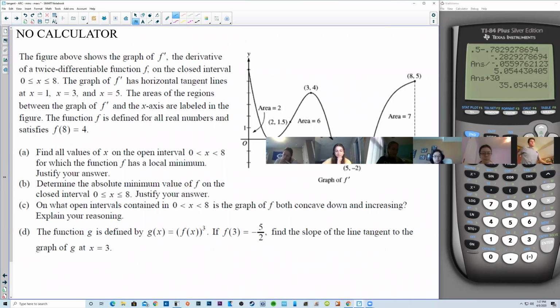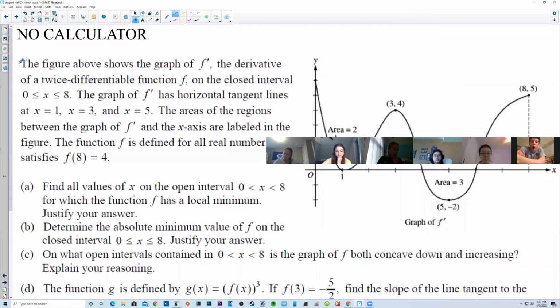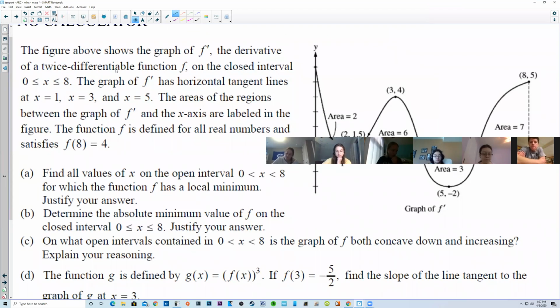All right, let's try to get this one in here. No calculator. The figure shows the graph of f prime, the derivative of a twice differentiable function f on the closed interval 0 to 8. The graph of f prime has horizontal tangent lines at x equals 1, 3, and 5, saying that those are where the mins and maxes of f prime are. The areas of the regions between the graph of f prime and the x-axis are labeled in the figure. The function f is defined for all real numbers and satisfies f of 8 is equal to 4. There's your initial value. That allows us to get all the other values.